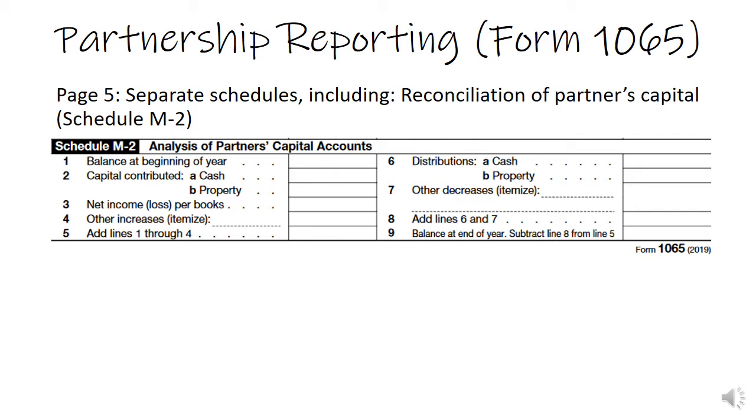Schedule M2 reconciles the partner's capital, including the beginning and ending capital account balances. It takes into consideration the contributions to and distributions from the partnership, as well as the partner's shares of income, gain, losses, and deductions. Now, it can be computed using a tax basis, using a GAAP basis, or using the Section 704(b) book method, as long as the same method is used on the M1 as it is on the partner's individual K1s.